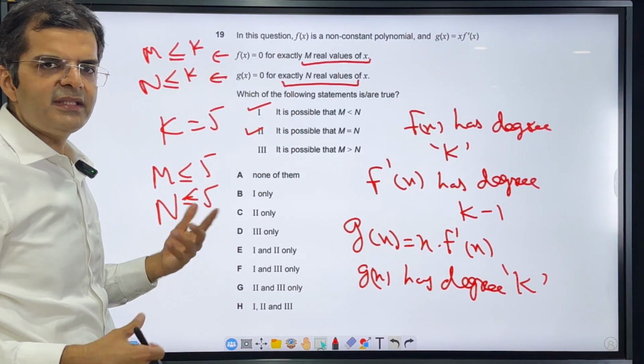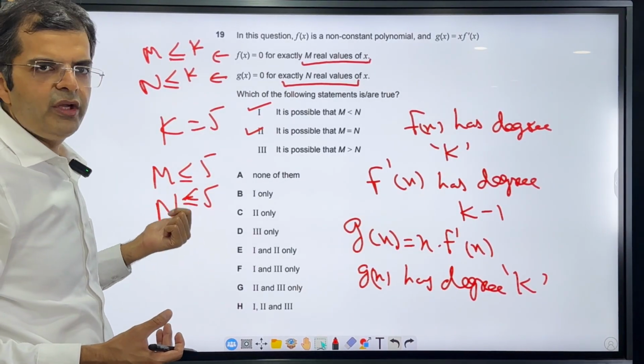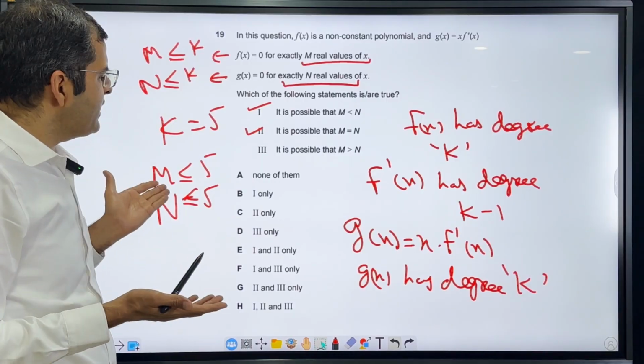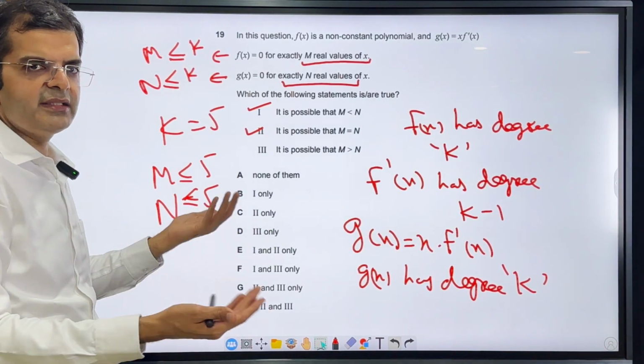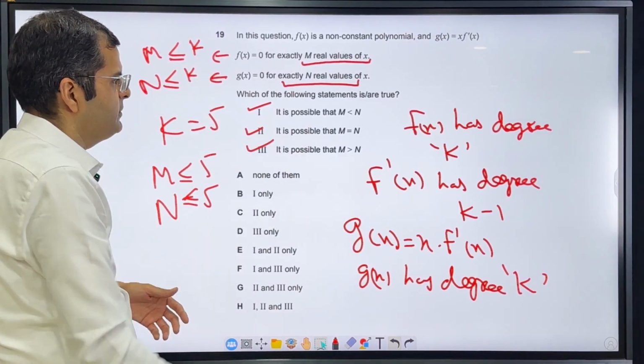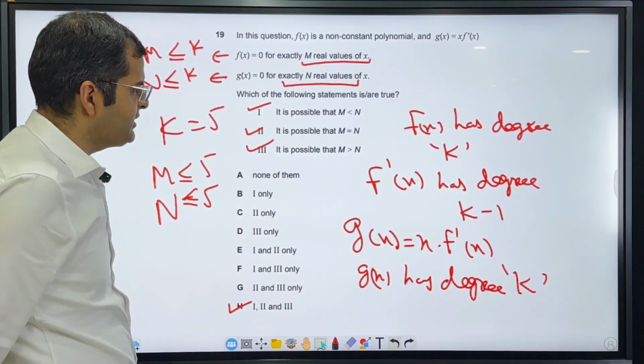Is it possible m is greater than n? Again it is possible that m can have a higher number of real roots than n. The only thing that I know, both of them have to be less than or equal to a particular number k. So third is also possible. So 1, 2 and 3 all are possible. So answer option H is correct.